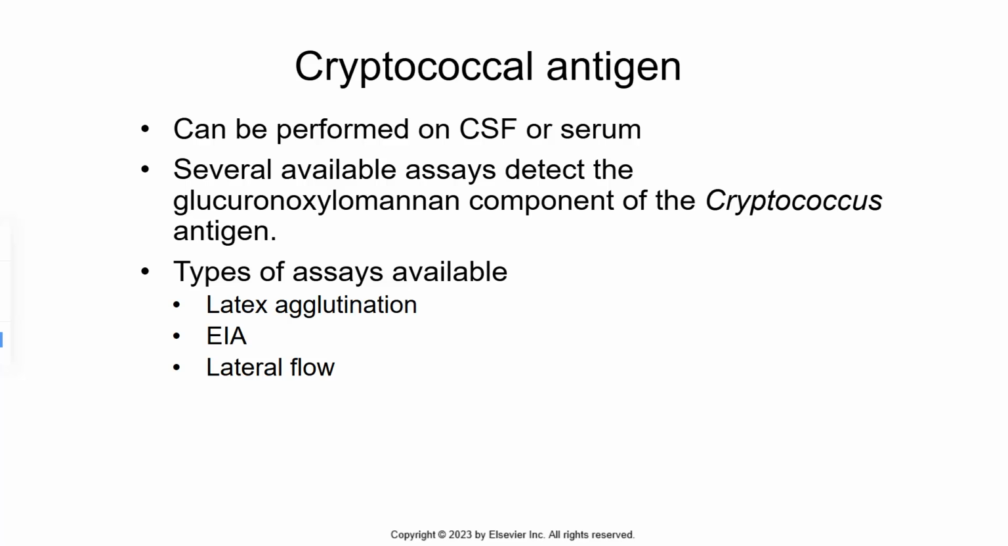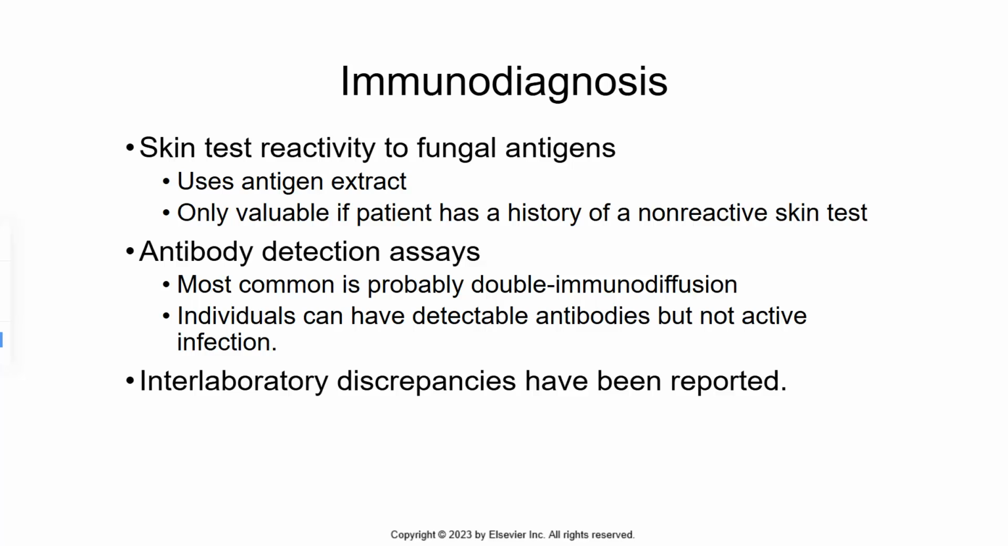The cryptococcal antigen test can be performed on CSF or serum. There are several available assays to detect the component of Cryptococcus antigen, including latex agglutination, EIA, and lateral flow. Immunodiagnosis: skin test reactivity to fungal antigens uses antigen extract, only valuable if a patient has a history of non-reactive skin tests. Antibody detection assays, most common is probably double immunodiffusion. Individuals can have detectable antibodies but not active infection. Interlaboratory discrepancies have been reported.